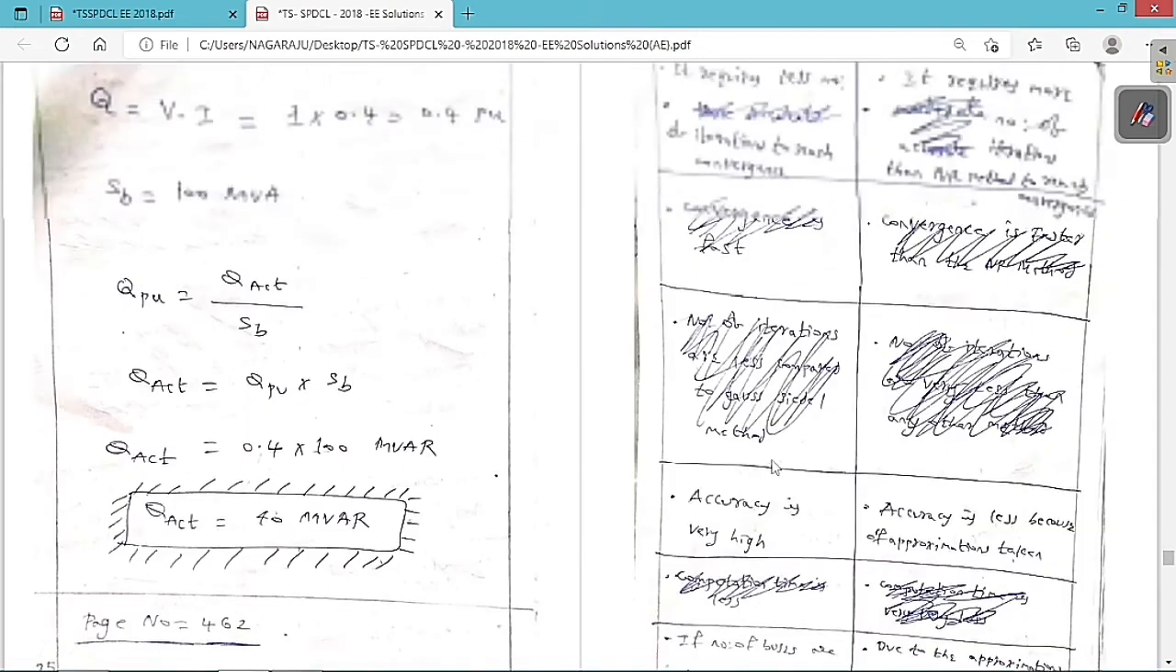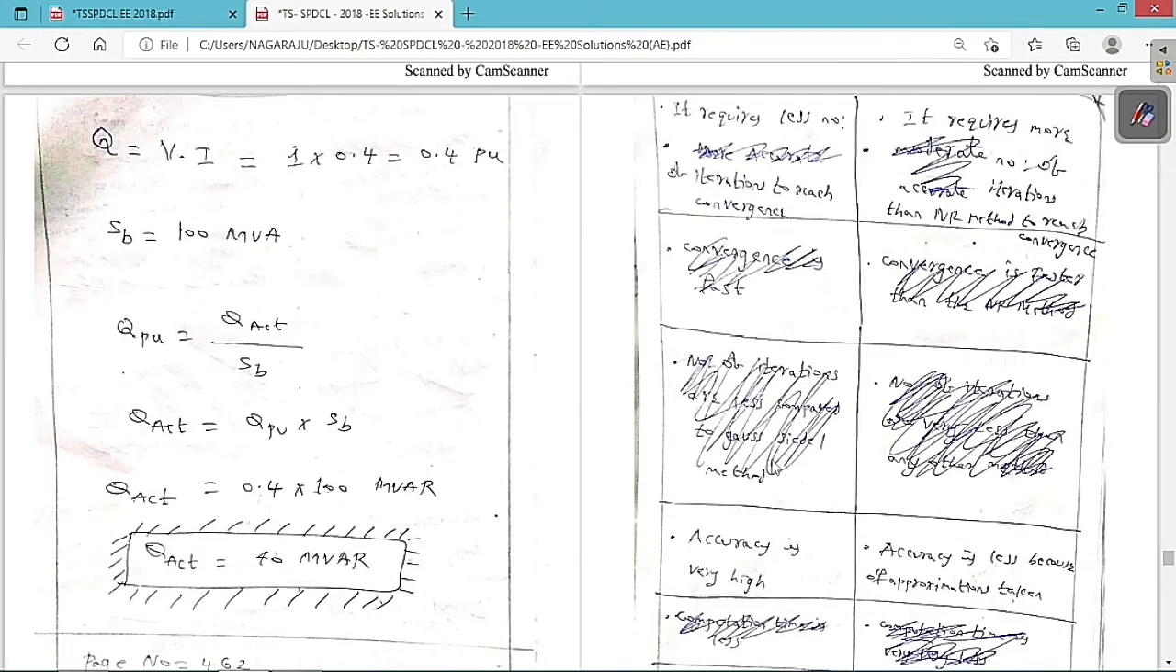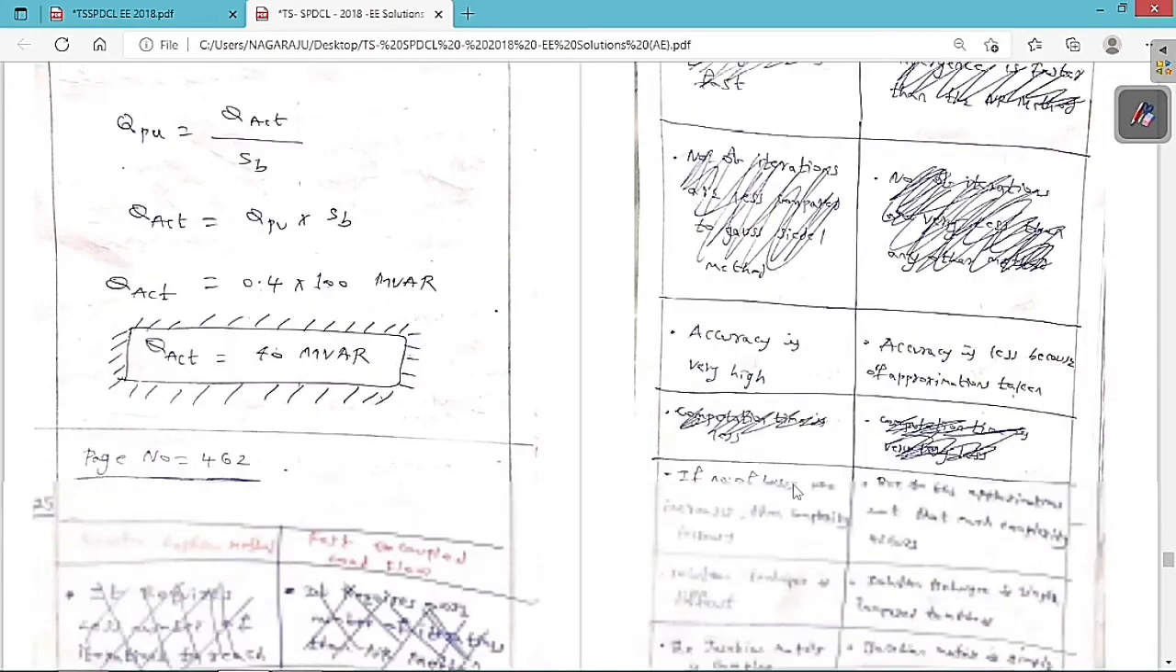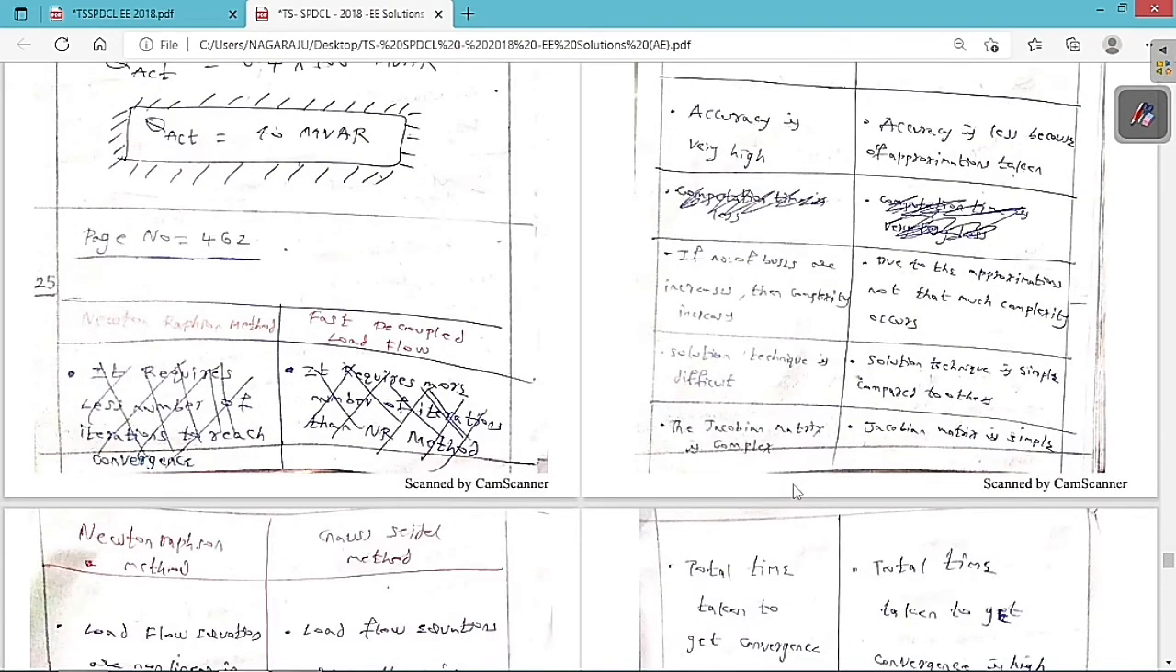So simply we can say that the Newton-Raphson method requires less number of iterations to reach the convergence, and the accuracy is also very high. But if the number of buses increases, then the complexity of the analysis will increase. So now the solution technique will become very hard, and the Jacobian matrix is also very complex.